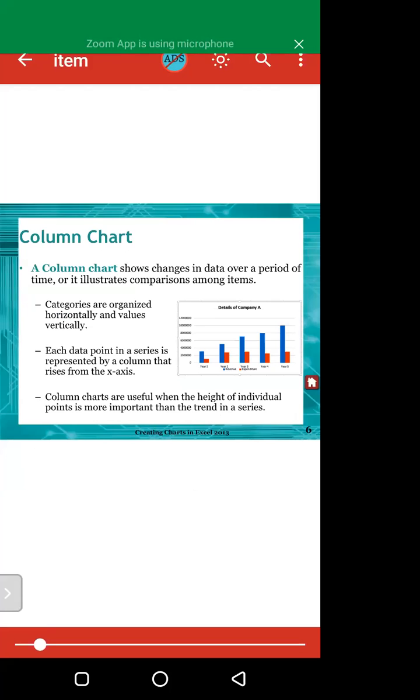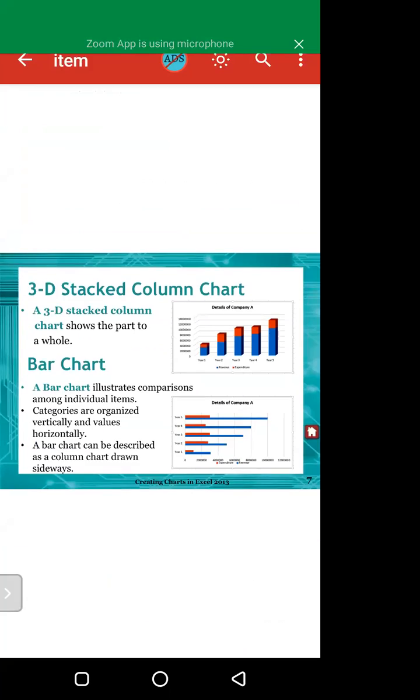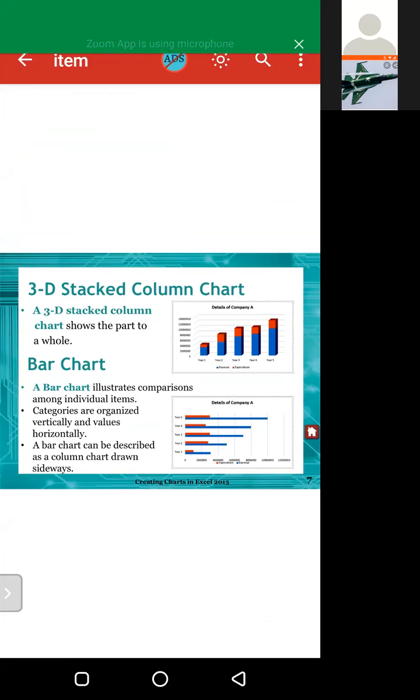Okay, very good. Now, 3D stack column chart. A 3D stack column chart shows a part to a whole. Bar chart. A bar chart illustrates comparison among individual items. Categories are organized vertically and values horizontally. A bar chart can be described as a column chart drawn sideways.